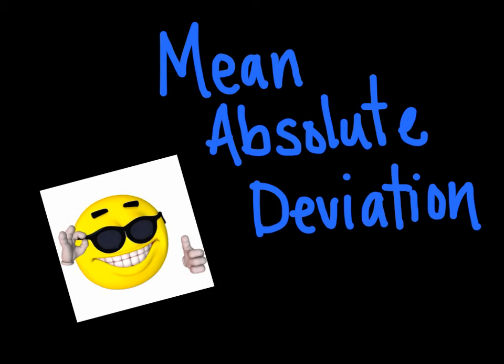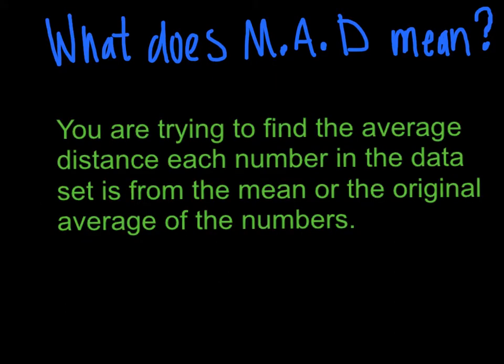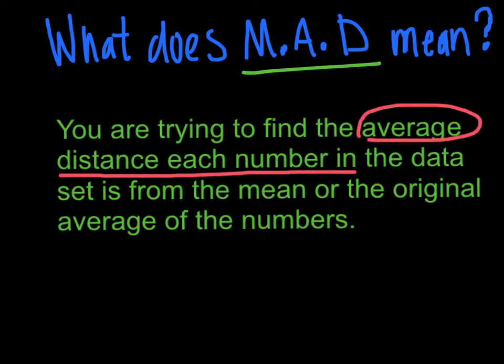This video is going to explain how to calculate or find the mean absolute deviation of a set of data. First of all, we need to explain what MAD stands for or means. Those abbreviations are just a faster way of saying mean absolute deviation. So basically what we're trying to do is find the average distance from each number in the data set from the mean.